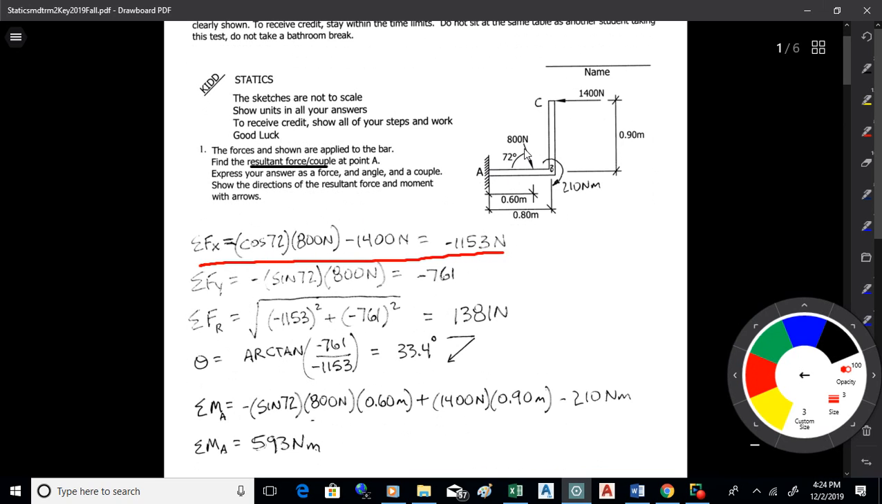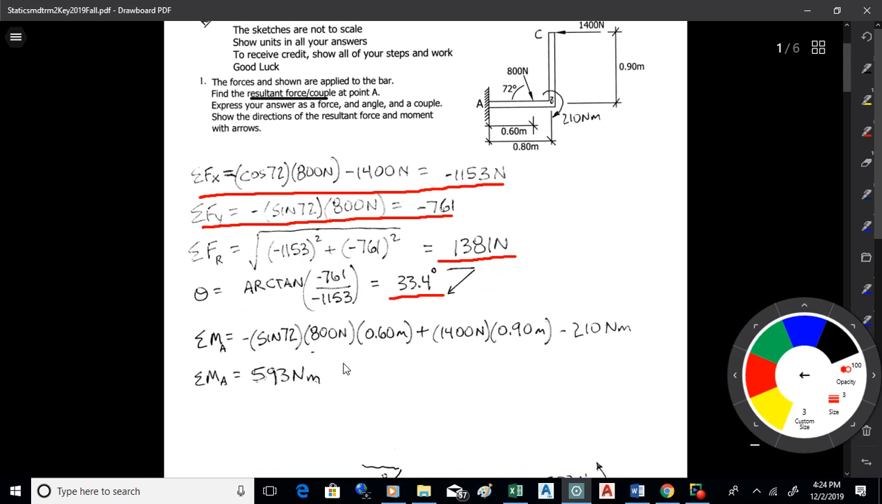So I'm just summing up cosine 72, 800. That's positive. It's to the right, minus 1400, getting a negative 1153. And sum of Fy is just negative sine 72 times 800. And then to find the resultant force, I take the square root of the sum of the squares and get 1381 newtons. To find the angle, I do an arctangent of sum of Fy over sum of Fx and get 33.4. Now that's down and to the left because the x component of the force is to the left and the y component is negative, meaning down.